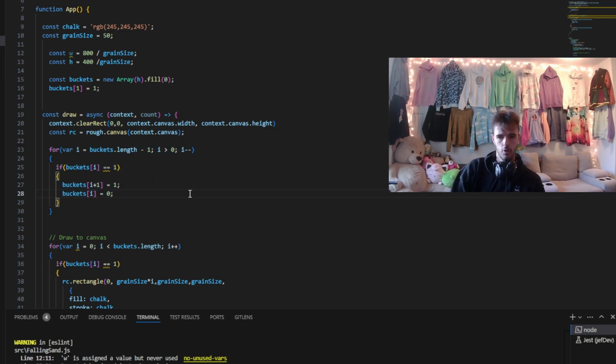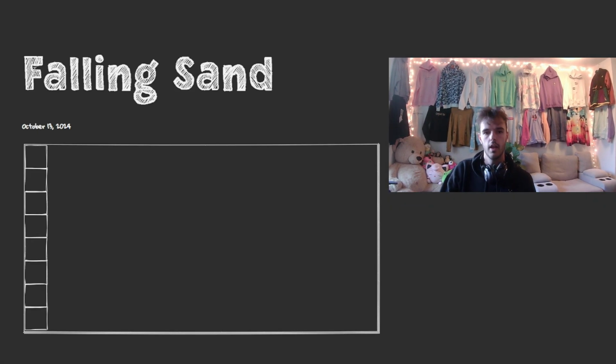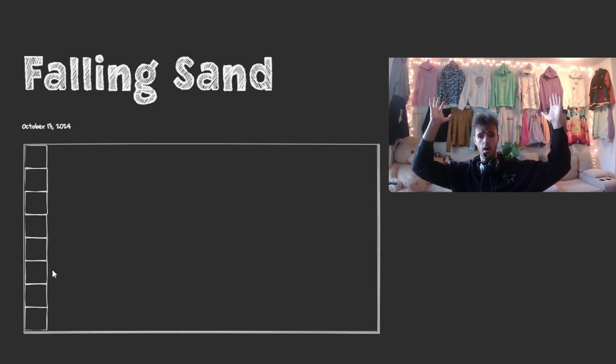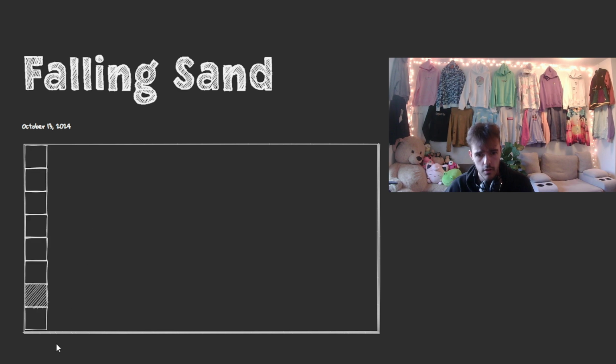So now we have this loop here, and this loop goes through each bucket and checks if that bucket has sand in it, set the next bucket to have the sand in it, and set the current bucket to 0. And if we pull up our falling sand and we refresh, we can see that our sand, it's falling. It's falling a little further than we'd like, but it's falling. So that is a great first step.